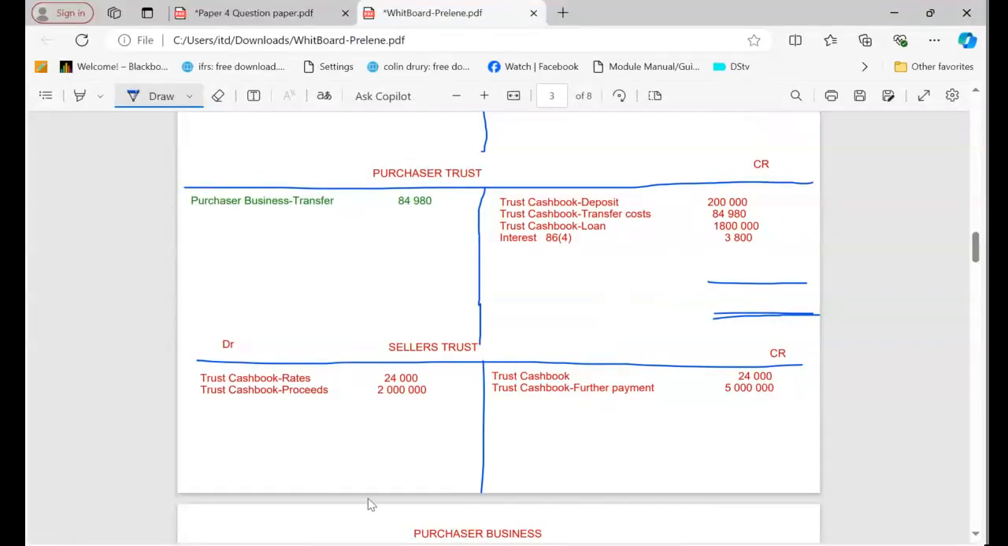Okay. Now, because everything has been done, we need to make sure that we give the seller what belongs to him. Can you see now? So obviously, the whole amount of how much? The selling price was how much? 2 million. Okay. So it means now we must do the transfer between the trust and the seller. So we must take from the trust and give the seller that 2 million. Does that make sense?